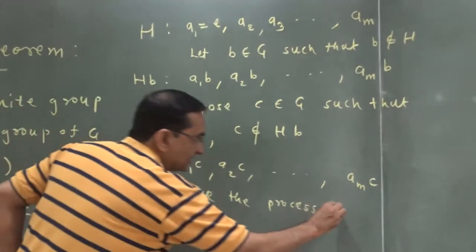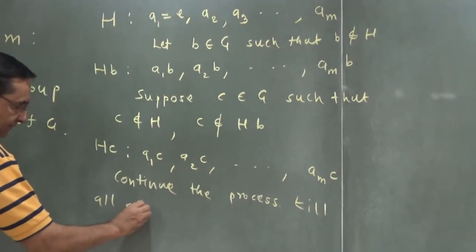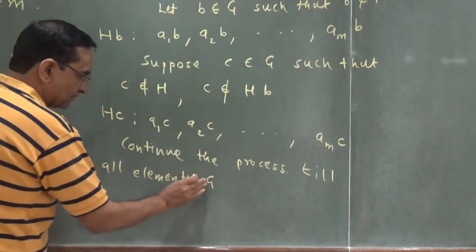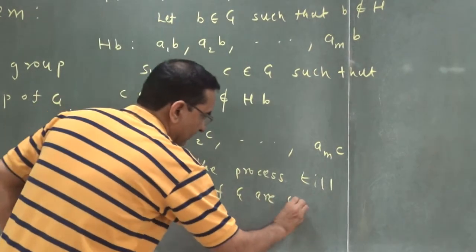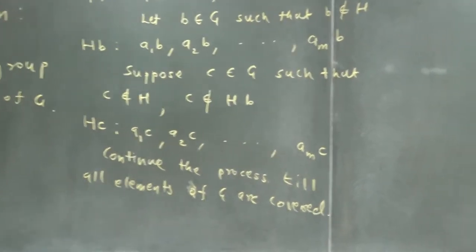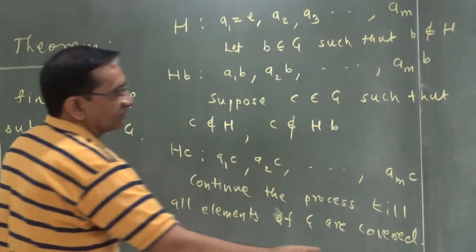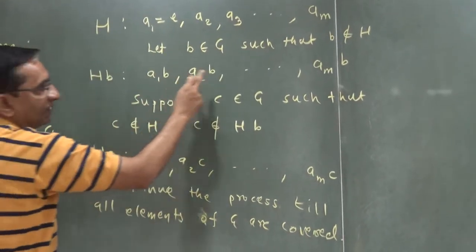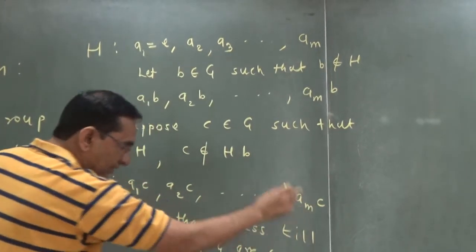So continue the process till all elements of G are covered or exhausted. Okay. All right. Now we have an array like this. So can you see the array? A1, A2, AM, A1B, A2B, AMB, A1C, A2C, AMC, and so on.